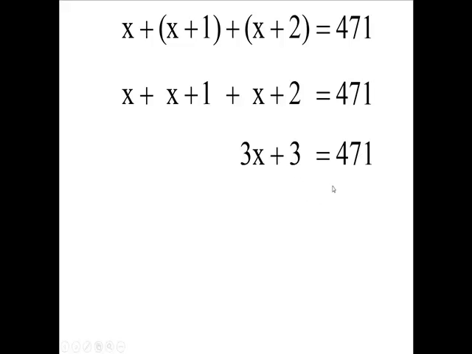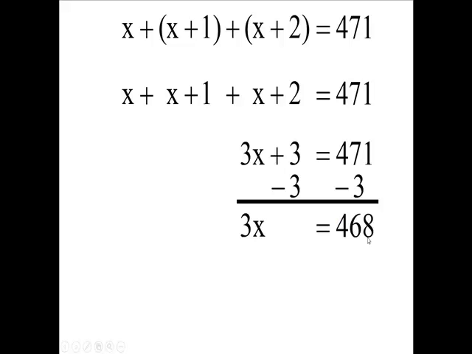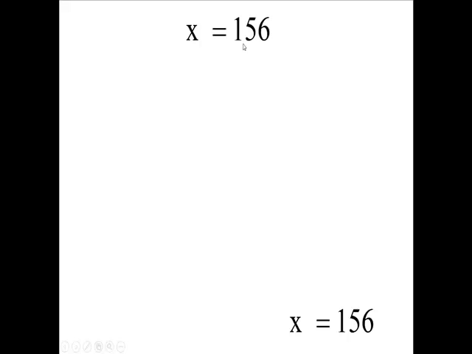Now we're going to subtract 3 from both sides. 3x then equals 468. And now I'm going to divide this by 3, by the coefficient of the variable. So I have 3x over 3 equals 468 divided by 3. So now I'm getting x equals 156. That is my first integer. Copy that down up here.